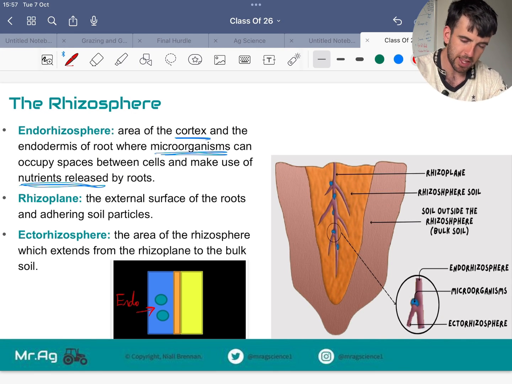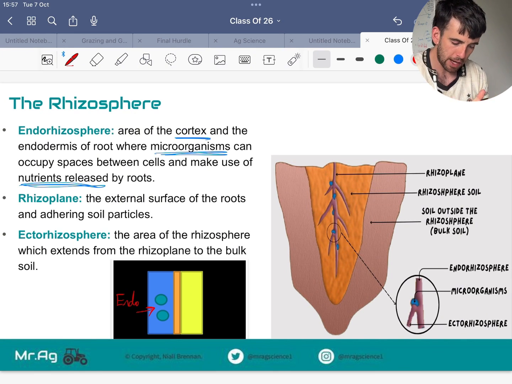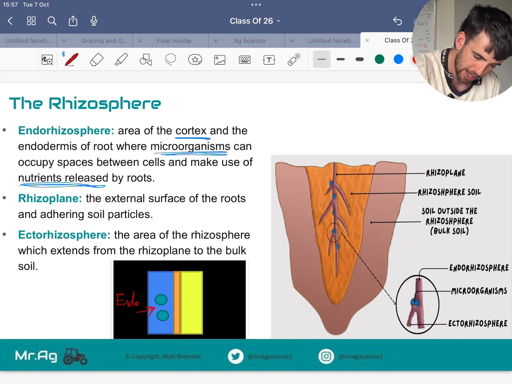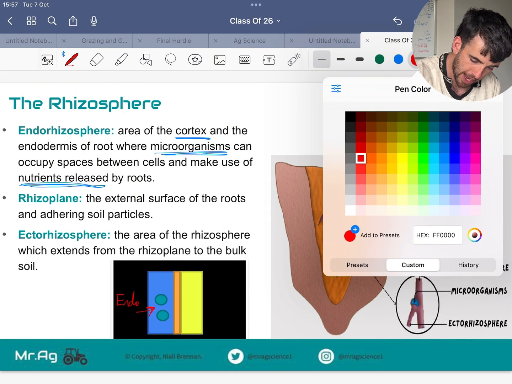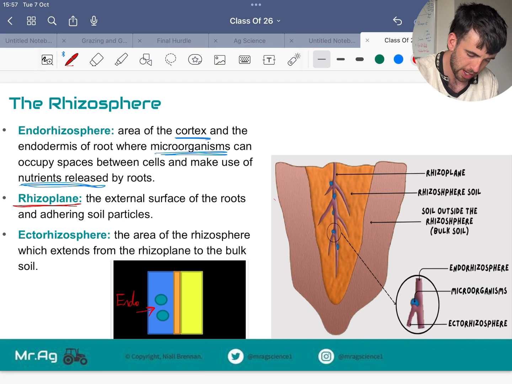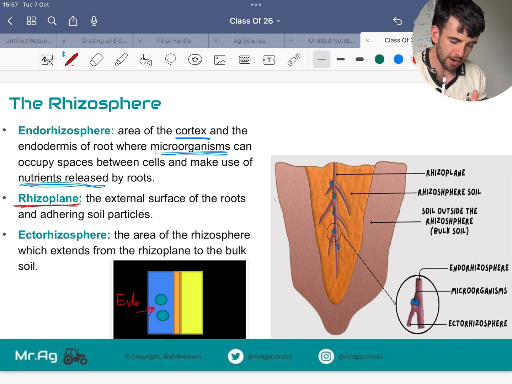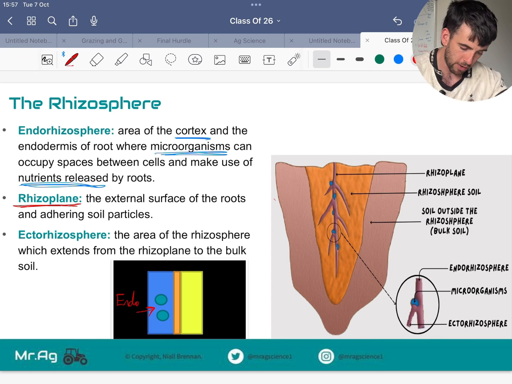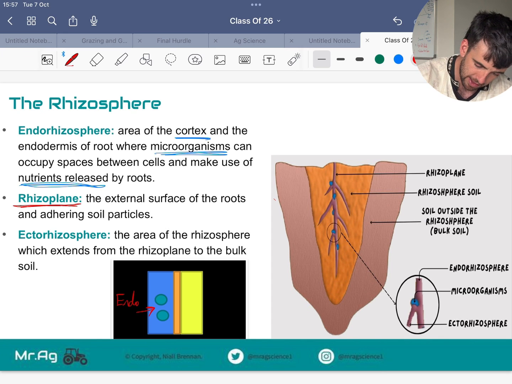Then we move out to the halfway point, the middle of the road. The middle of the road is going to be known as the rhizoplane. The rhizoplane is the external surface of the roots adhering to the soil particles. So it's the halfway point between your endorhizosphere and your ectorhizosphere. The rhizoplane is the external surface of the roots adhering, or another word for touching, the soil particles.